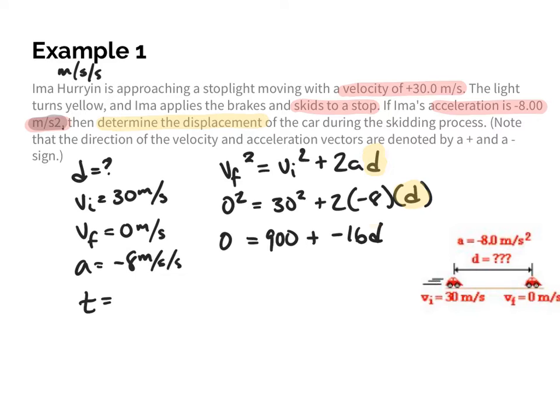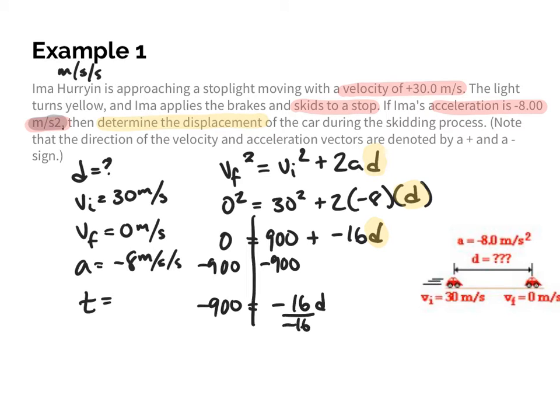Now notice D is on the right side of this equation. Okay? So to solve this, think of your solving equations tricks. I need to get D by itself, so I'm going to do inverse operations, so subtract 900 from the other side. I then have -16D left over.